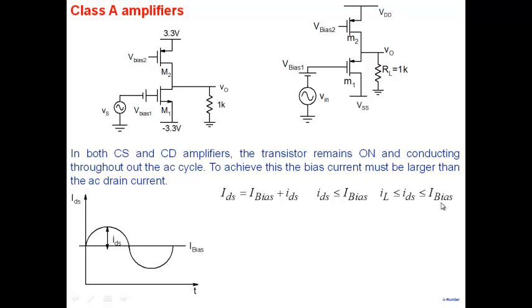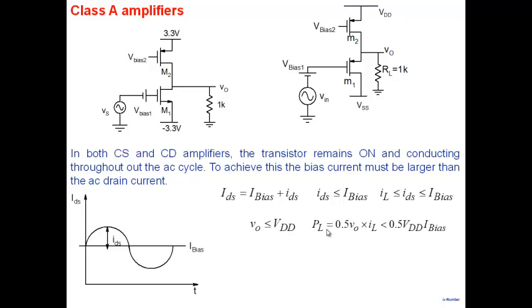So in effect, I can claim that the maximum value of the sinusoidal load current can be I bias. It can't be more than I bias, because if you try to force IL larger than I bias, your transistor will turn off. Further, we also know that V0 has to be less than VDD. So IL will be less than I bias, and V0 will be less than VDD.